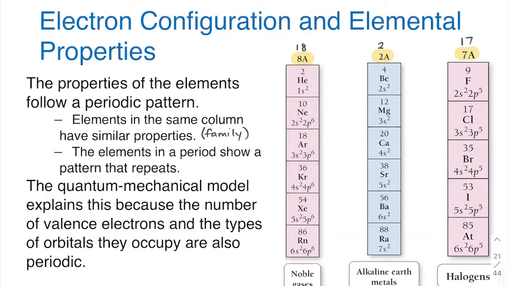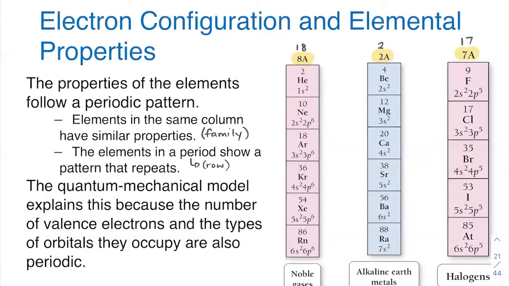And these elements in a period show the pattern that repeats. So again, a period is going to be the row. What that means is as we look going across the periodic table, we can start to see repetition going from left to right, and we can see a lot of similar properties along a column or a family. Now, the quantum mechanical model explains this because the number of valence electrons and the types of orbitals they occupy are periodic. That means that they are repetitive, they are similar.